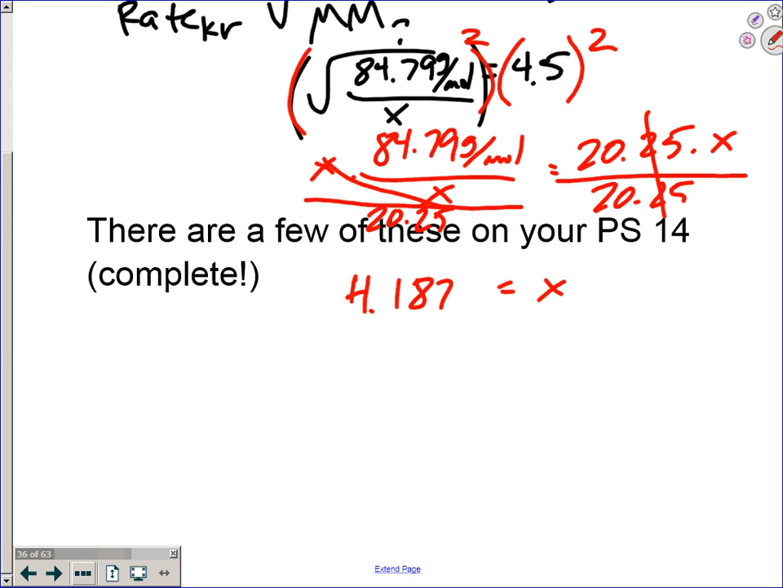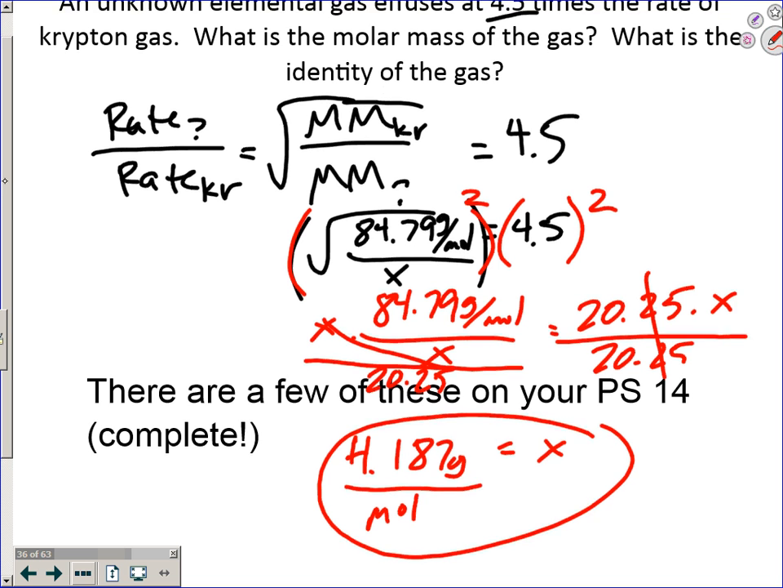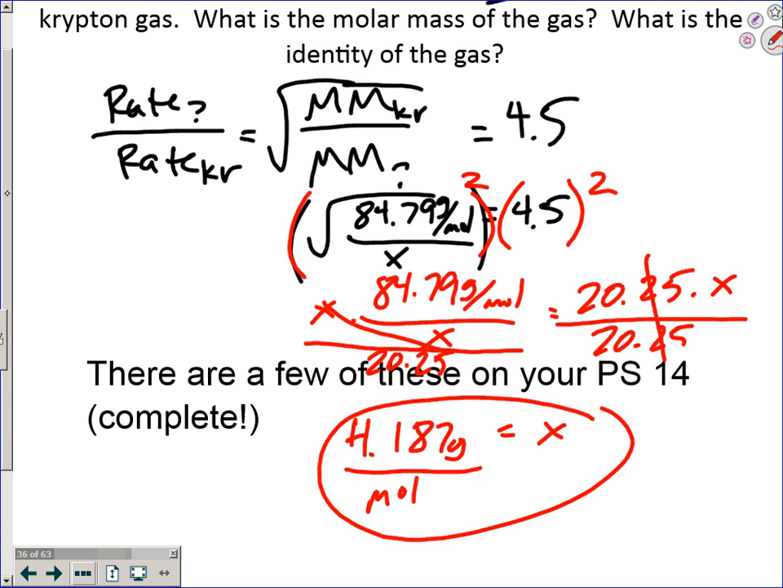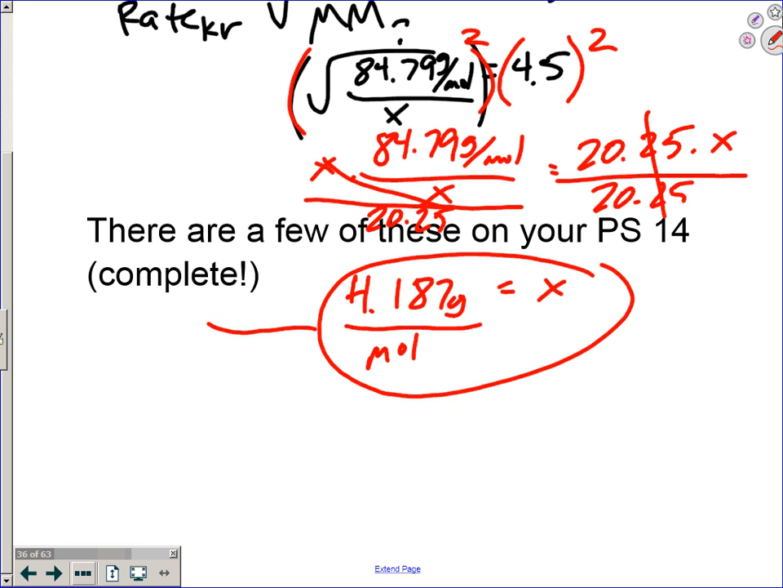What units will this be in? Because it is a molar mass, right? It should be grams per mole. It says 4.187 grams per mole. The question now is, given that we know the molar mass, what would be the identity of the gas? Approximately, so this is still approximate, but it should be helium. Good. So you solve for the unknown identity because you need the relative rates of each.